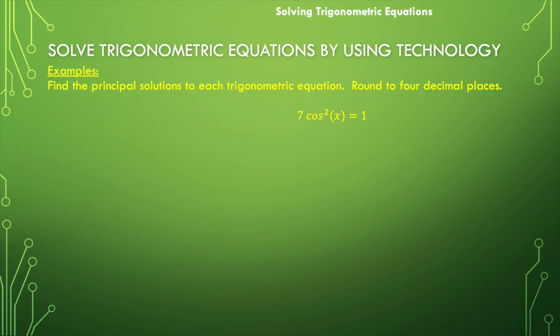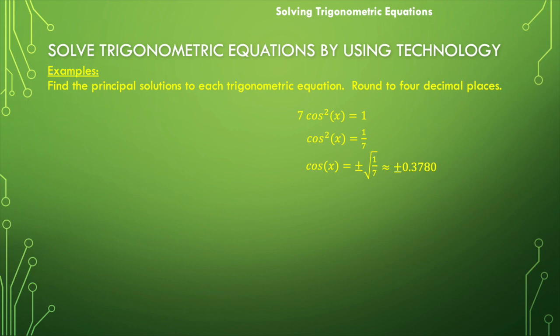Okay, so let's first divide out the 7, and we would end up with cosine squared of x is equal to 1/7. Then take the square root of both sides of the equation, and we would end up with the cosine of x is equal to plus or minus the square root of 1/7. All right, take 1/7 and then take the square root of that in your calculator, and you should get an approximation plus or minus 0.3780.